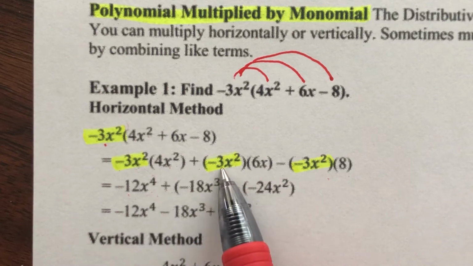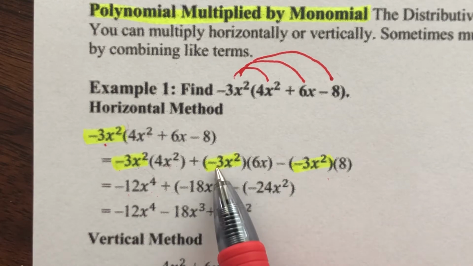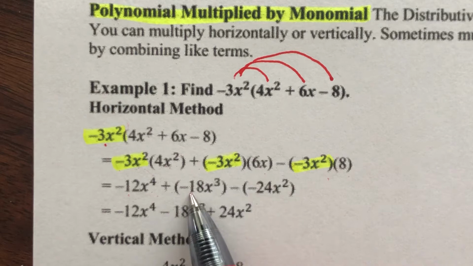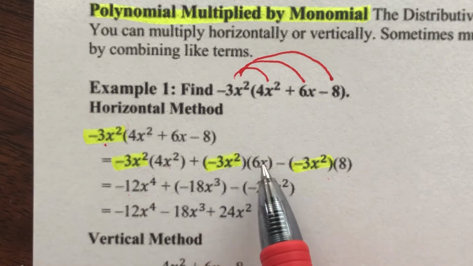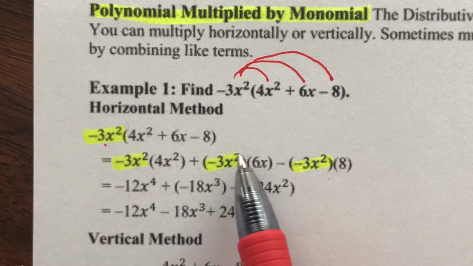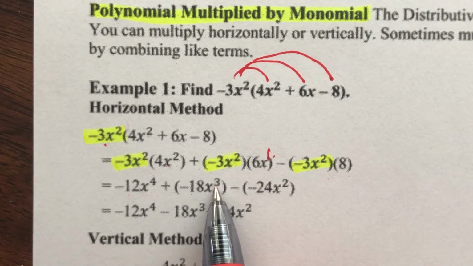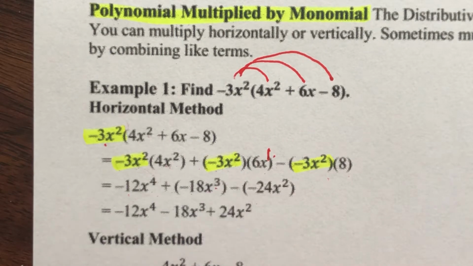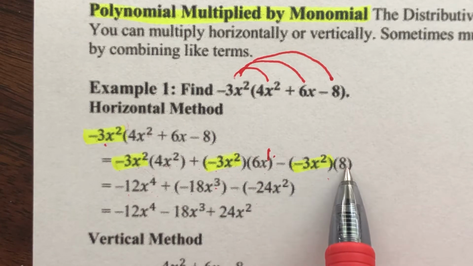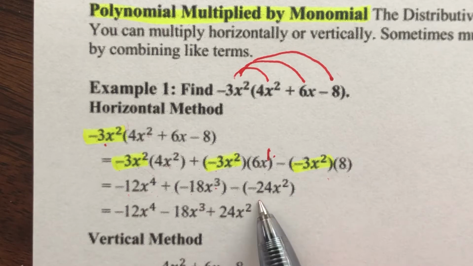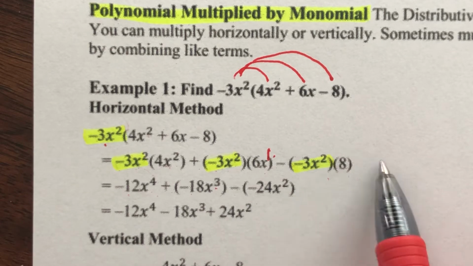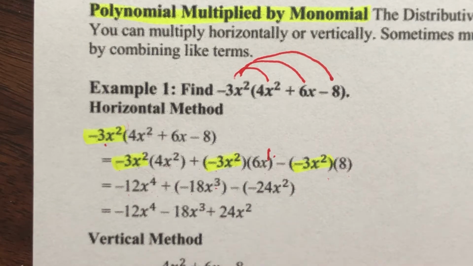Plus negative 3x squared times 6x. Negative 3 times 6 is negative 18. X squared times x, when you multiply bases, you add exponents. 2 plus 1 is 3. So negative 18, x to the 3rd. Bring down our minus sign. Negative 3x squared times 8. Negative 3 times 8 is negative 24. And the x squared doesn't get multiplied with anything, so it stays x squared.